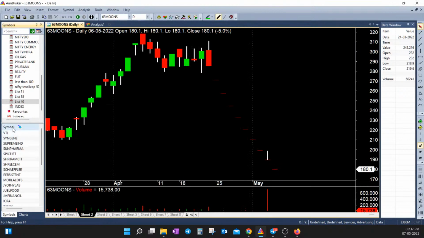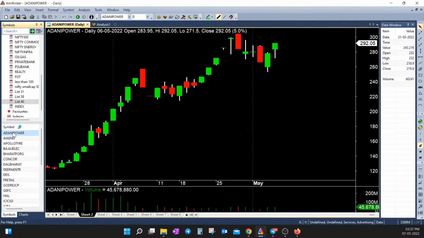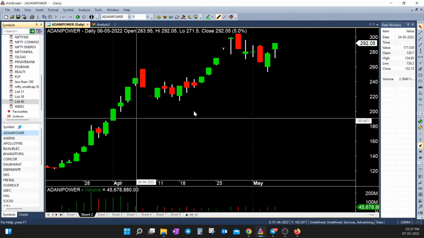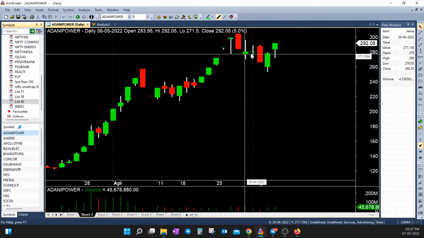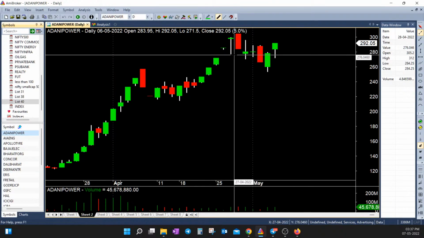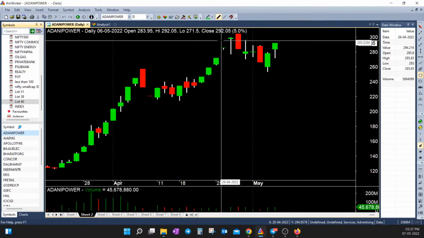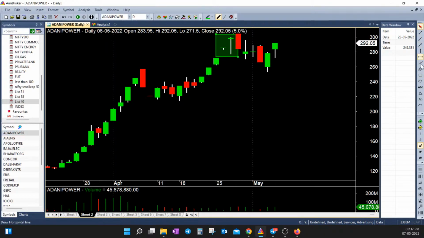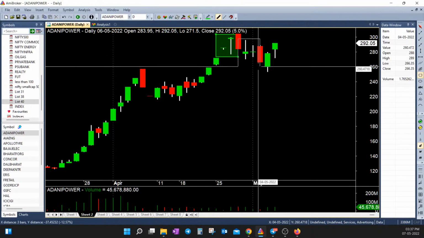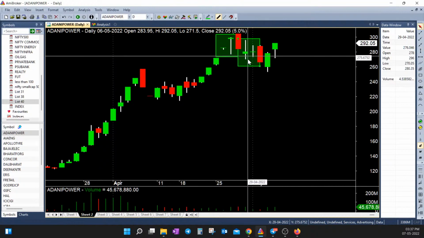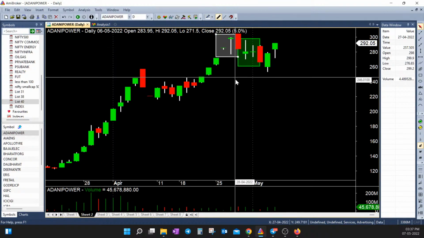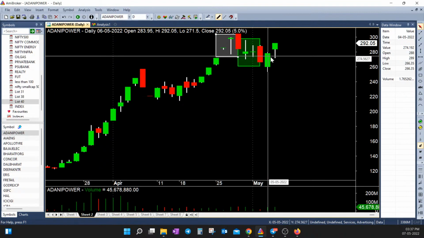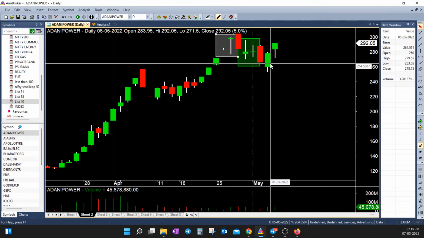Okay, I've got the latest ones here. Yeah, so now what happened to Adani Power? Adani Power has formed double doji. You can consider this as double doji, this also double doji, is it not? Let me draw boxes here. Okay, so as per this first white box already entry has been given. Okay, as per this also entry has been given, but I do avoid Adani Power.